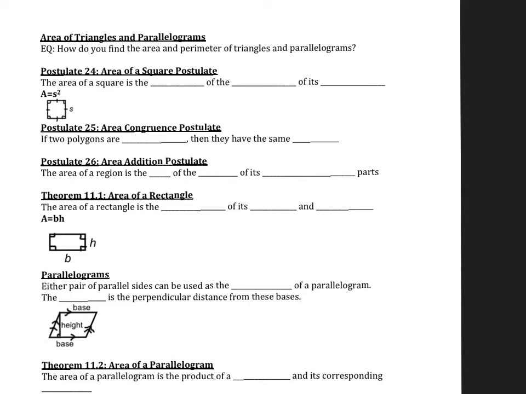Okay, so the area of a square is the square of the length of its side. So you're typically used to thinking about length times width, but with the square, your length and your width is the exact same. So another way you can do it is s squared, and s is just whatever your side length is. I'm going to kind of go through all of these, and then we'll do all the examples.